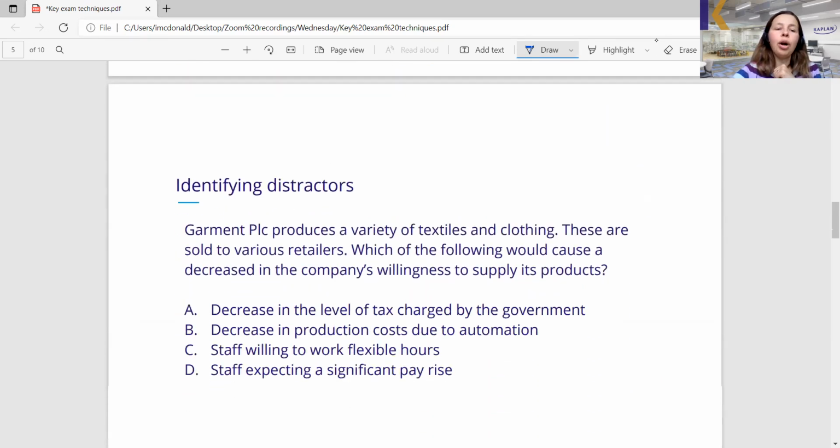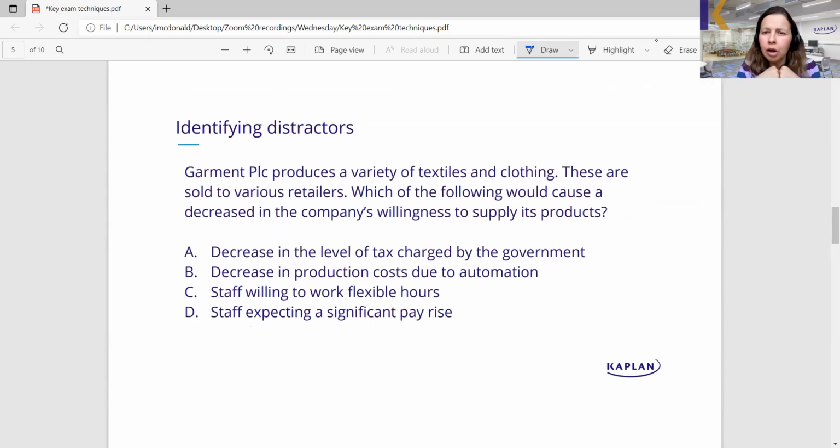Let's now look at distractors. Distractors arise when there are certain wordings in the options or in the scenario that make it very difficult for us to realize what the examiner is actually getting at. There is a company called Garment that produces a variety of textiles and sells them to retailers. Let's now see what we need to know about that company.